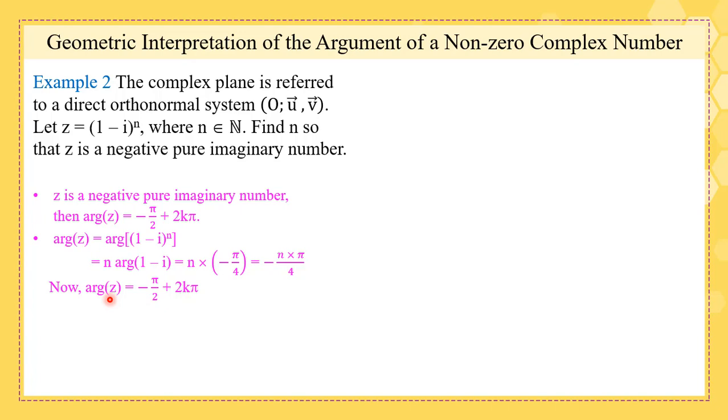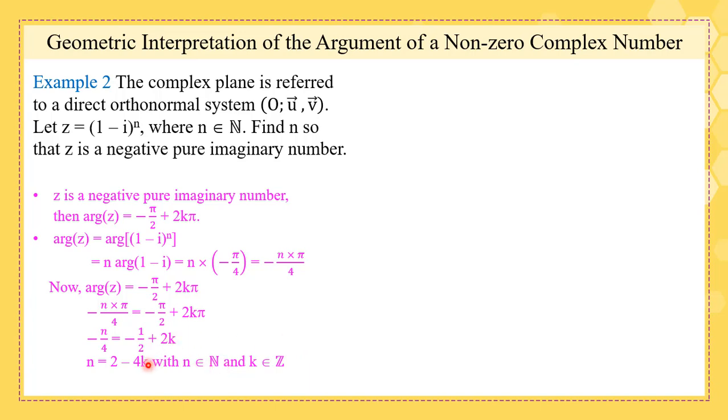Now, the argument of z is negative pi over 2 plus 2k pi from here, and it's equal to that quantity. We just put that they are equal. We simplify pi from here, pi from there, and pi from there. We get minus n over 4 is this quantity. Multiplying by negative 4, we get n is 2 minus 4k, where n is a natural number and k is an integer. Now here, to find the final answer, we try to find some values of k so that we can find the values of n.